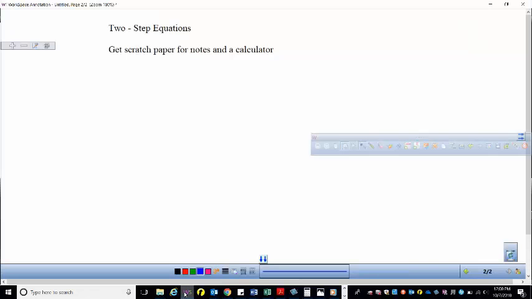Okay, so our next video is going to be about two-step equations, meaning you have to do two operations and then you can get your answer. They're similar to one step, but you will have two operations you have to do. So first, I like to underline my variable.